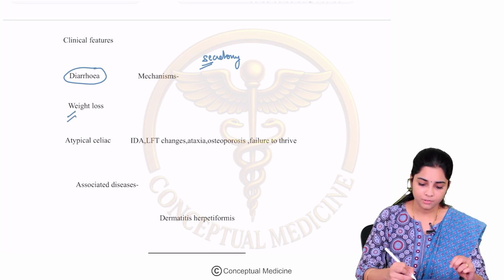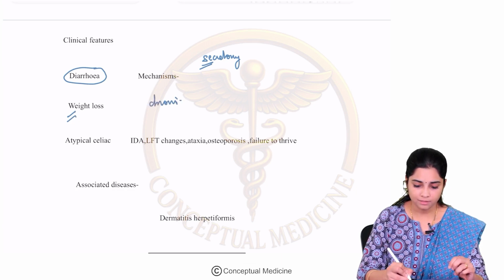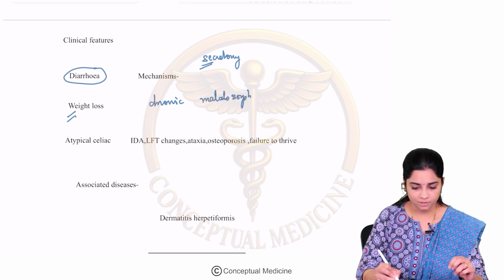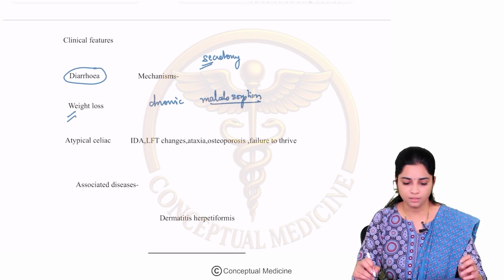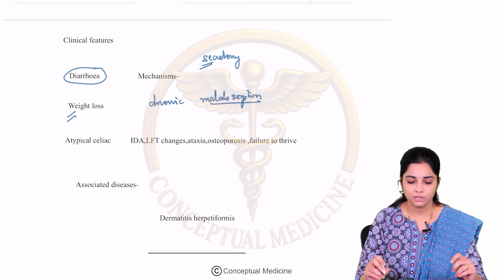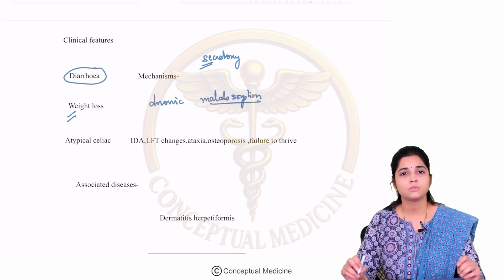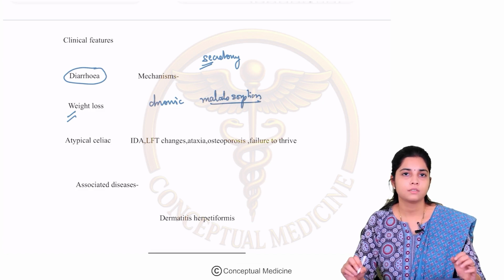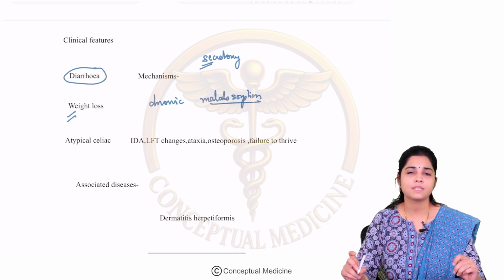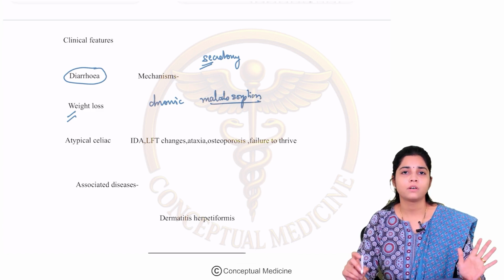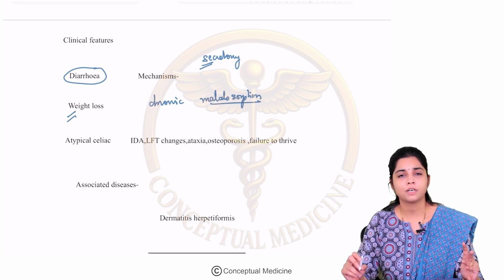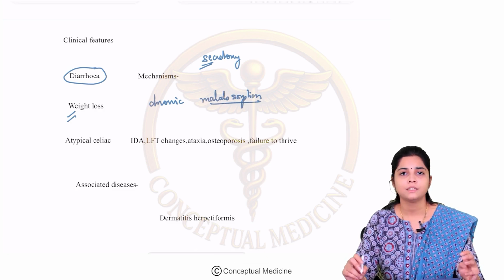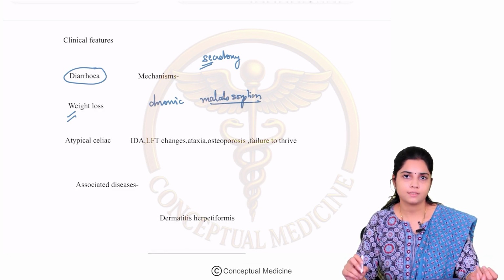Then, weight loss because of chronic malabsorption. The small intestine is the most affected. There is chronic malabsorption and there can be weight loss. Weight loss and diarrhea are the two most important features of celiac disease. Most of the time celiacs present with chronic long-standing diarrhea with malabsorption. The cause is most often unknown, and later on we find out that they probably are gluten sensitive.